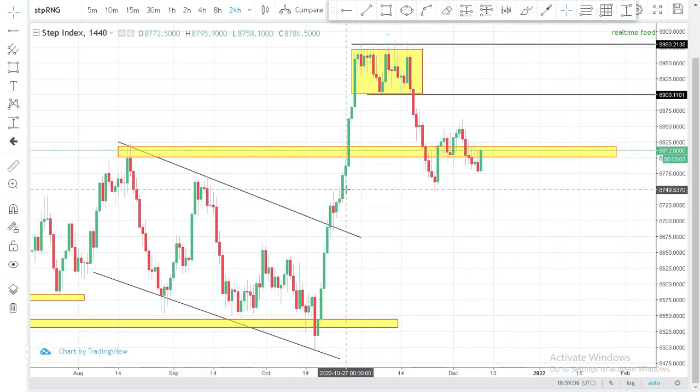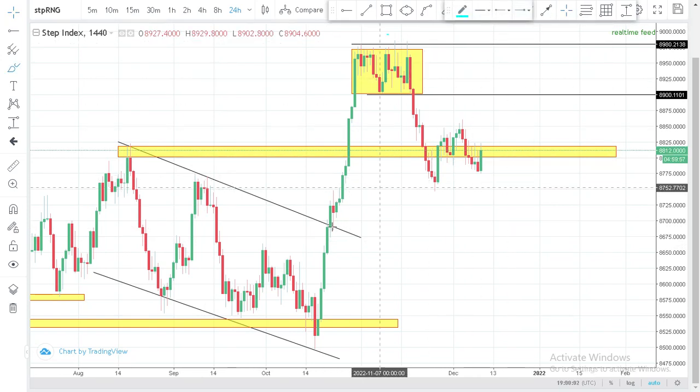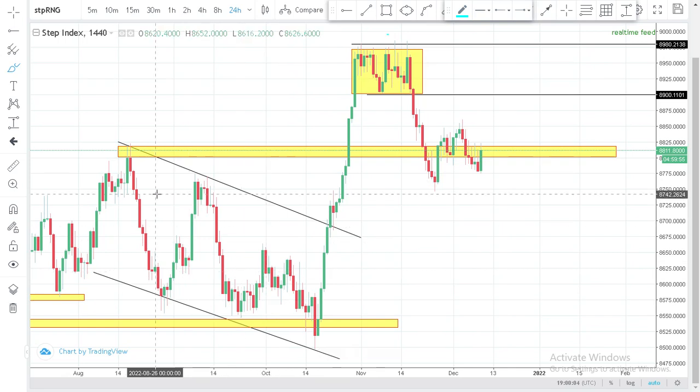This is a daily time frame. So what am I seeing here? I'm just going to identify the structure, or explain a little bit more about the structure.